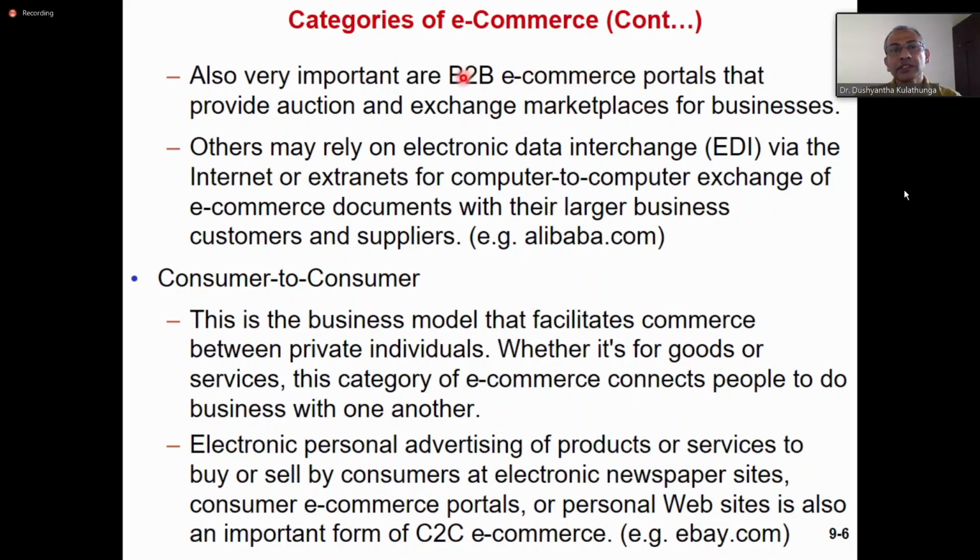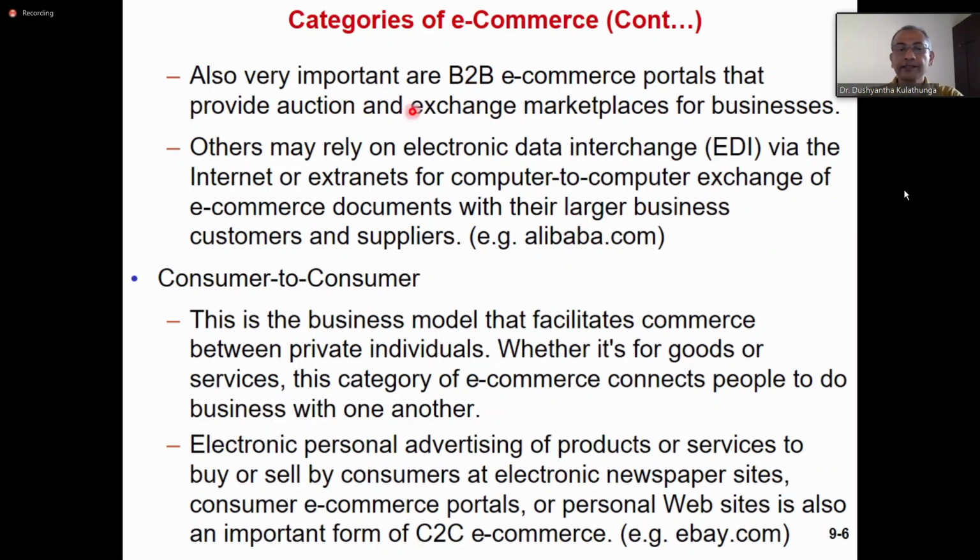So there can be different options available in these electronic business marketplaces or electronic commerce portals, as I highlighted here, which will connect business buyers with business sellers. Individual buyers and sellers will not be accepted to these marketplaces. Only business buyers and business sellers will be accepted. Others may rely on electronic data interchange via the internet or extranets for computer-to-computer exchange of e-commerce documents with their larger business customers and suppliers. An example is given here, Alibaba.com.